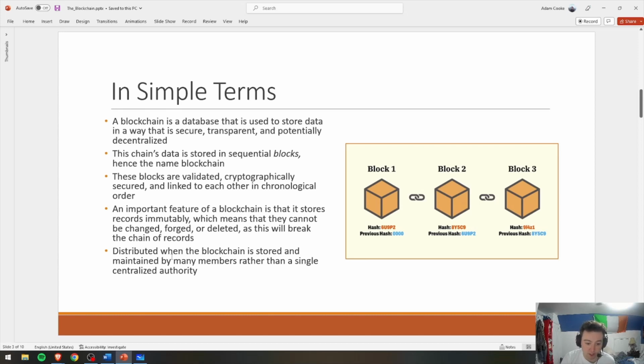Distributed means the blockchain is stored and maintained by many members rather than a single centralized authority. So this is the focus here. We have a distributed blockchain when we have a bunch of individuals who actually have this blockchain, the database, on their own computer locally, rather than having one entity have control over the database or the blockchain. And so when we reference Bitcoin, Ethereum, Cardano, Monero, many of the big chains, we see that it's distributed and that anyone can download a copy of the chain.